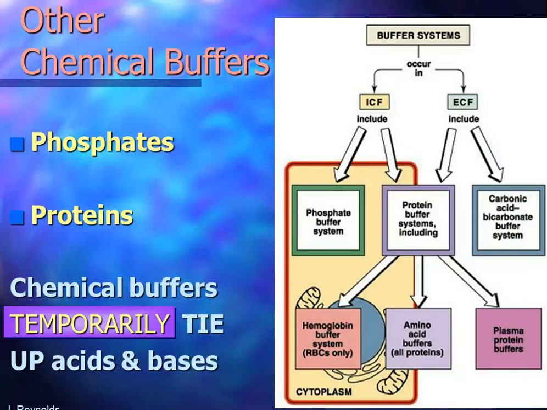Here's a layout of the buffers. Alright, so here's the most important thing to remember. Bottom left. Chemical buffers temporarily tie up acids and bases. They are for short-term control of pH changes. If there's a big pH shift, chemical buffers can't control it. Let me say it again. They are for minor shifts of pH, not too devastating, and they only do it for a short amount of time. If there's some underlying big problem causing this pH shift, it's going to fall to your kidneys or your lungs to control it. Chemical buffers can't do it.